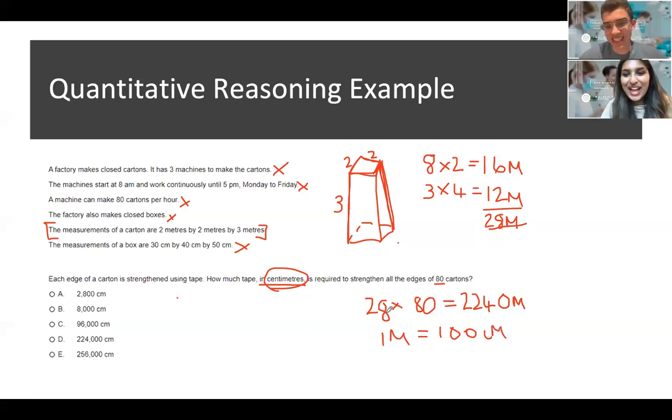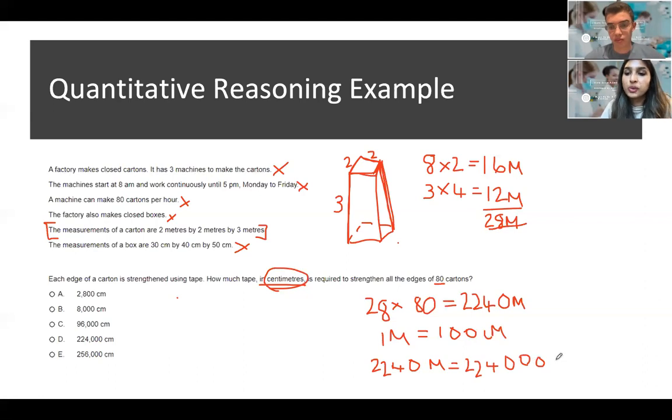So 1 meter is 100 centimeters. So that means 2,240 meters converted in centimeters is 224,000 centimeters. And as we can see, that is option D. Okay, does anyone have any questions regarding that?